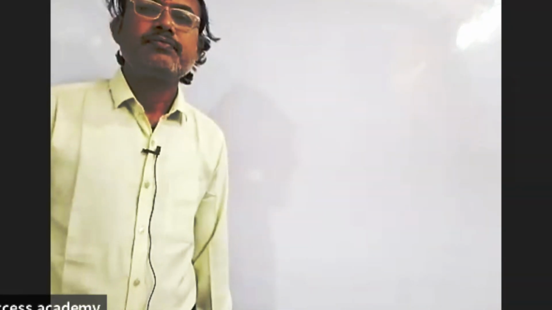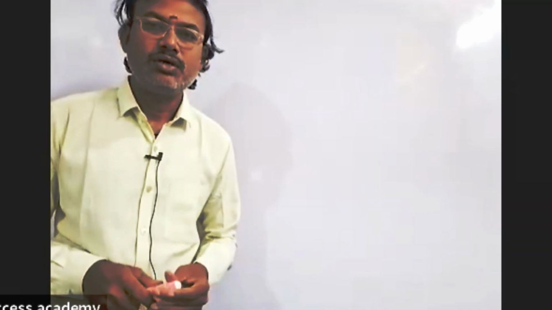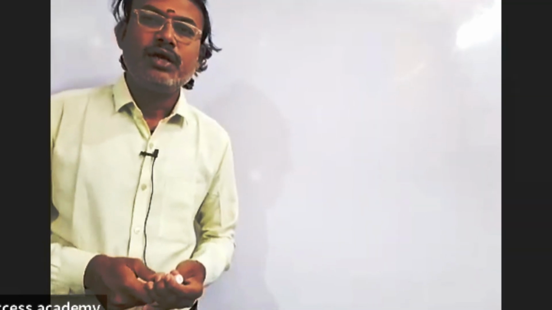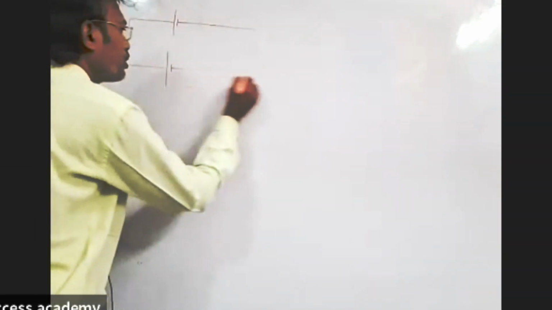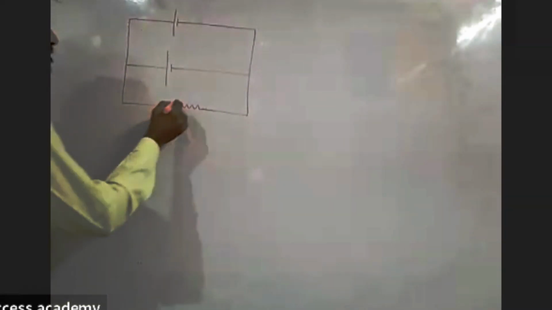In this class, I'll explain by taking one circuit diagram about Kirchoff's two laws. Okay, now see, I take the circuit diagram, and that circuit diagram is like this. Draw this circuit diagram, and this is the external resistor.